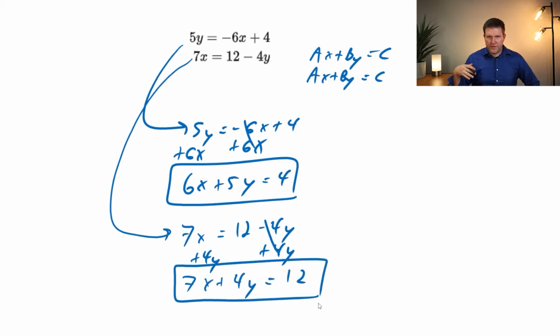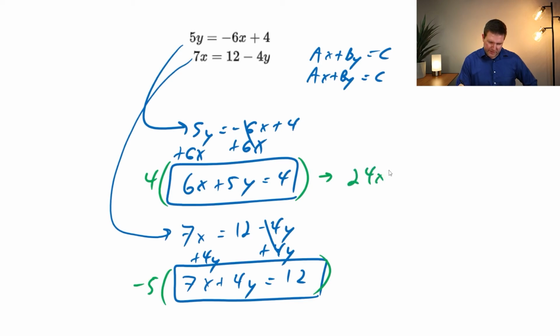Now we can sort of take on that process of like, where's the easiest place to have these meet up? So if we look at the 6x and the 7x, those are going to meet up at 42. Spoiler alert, like terrible, not cool, right? So we might as well have the 5 and the 4 meet up at 20. So multiply this one by positive 4, this one by negative 5. Let's go ahead and write the results. 24x plus 20y equals 16.